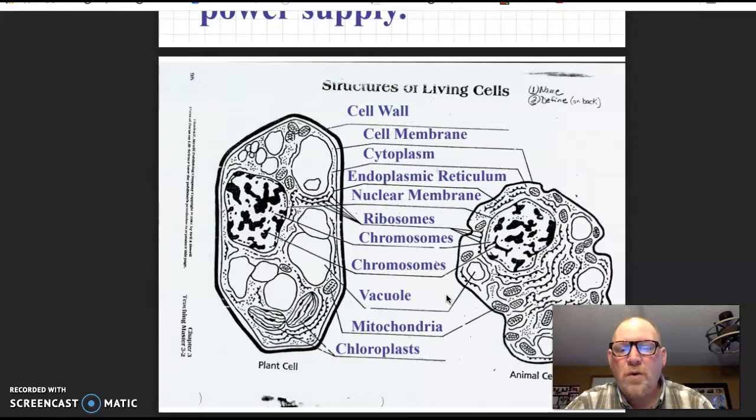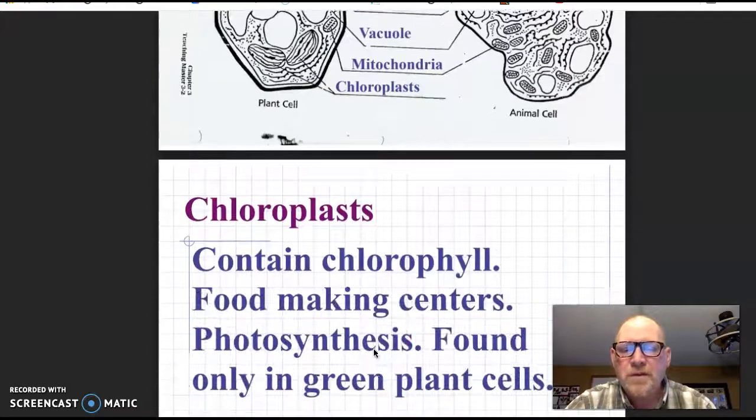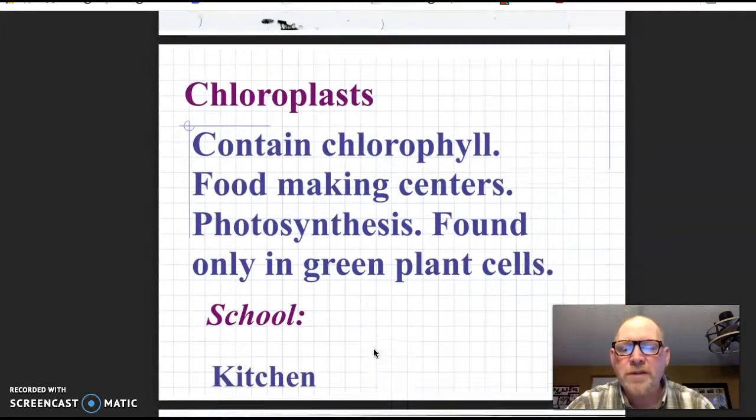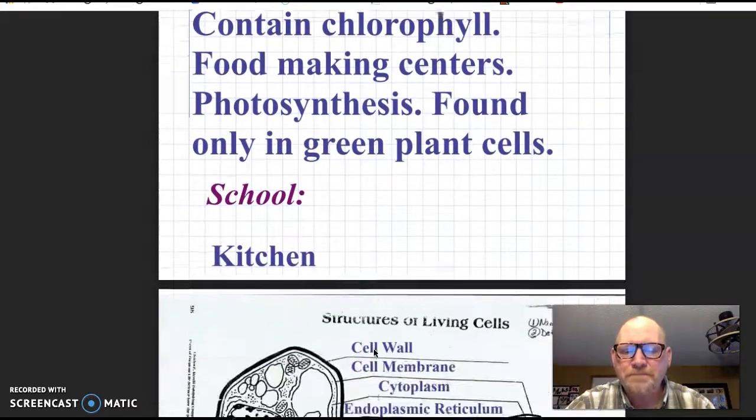Our next organelle is the chloroplast. The chloroplast is only found in the plant cell. Chloroplasts contain the chlorophyll that is used to absorb the sunlight for photosynthesis. So these are very important in the making of food for a plant. Chloroplasts are only found in a plant. So they contain chlorophyll, food-making centers, photosynthesis. They're found only in green plants, and that would be the kitchen.